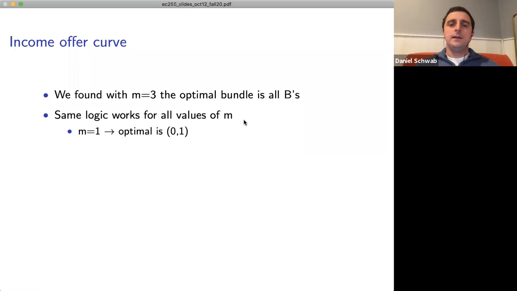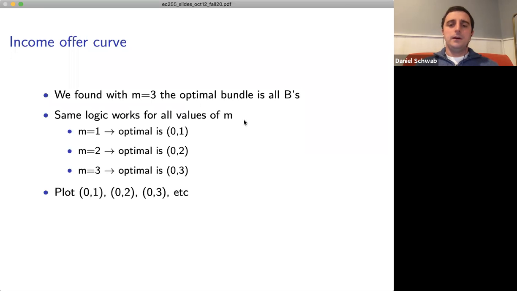Right, so we see that if m equals 1, then your optimal is 0, 1. If it's 2, then your optimal is 0, 2, and so on. And so what that means is when we plot all of the optimal bundles, we want to be plotting 0, 1, 0, 2, 0, 3, and so on. And just keep doing that, all of those bundles.